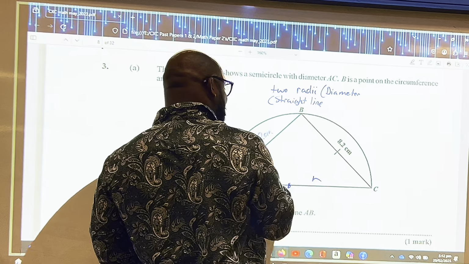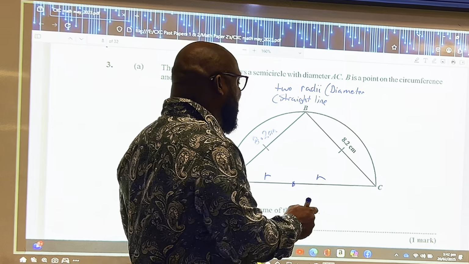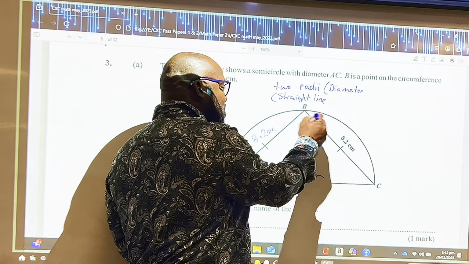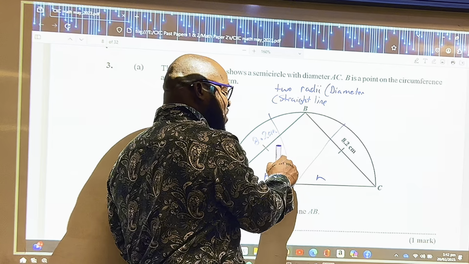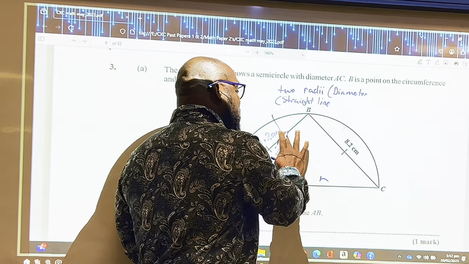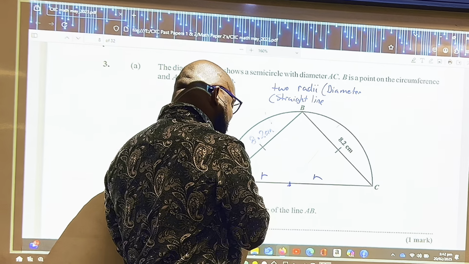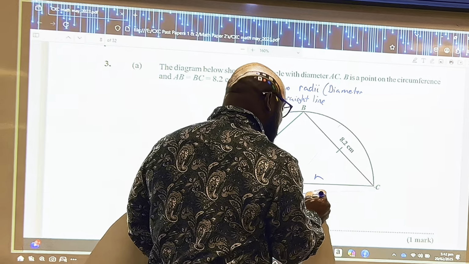Once the two radii make a straight line. But you can have two radii that are not straight lines, for example, something like this. That's two radii, but that's not a straight line. Okay, you understand? So when the two radii form a straight line, it can give you something called a diameter. Very good.